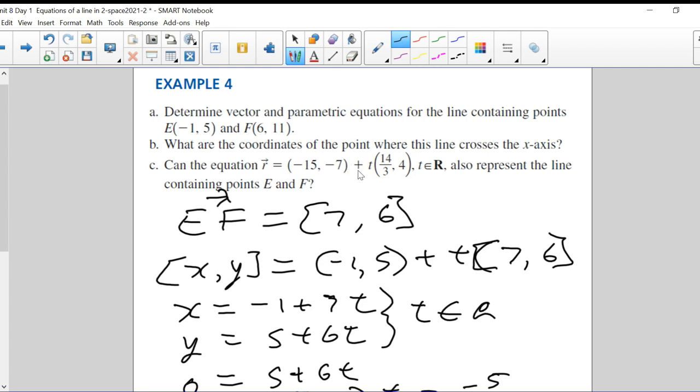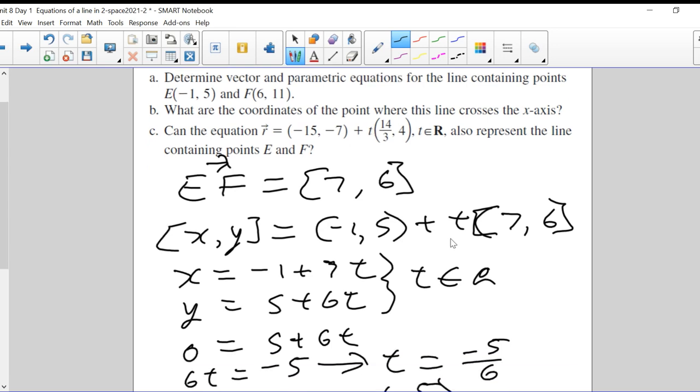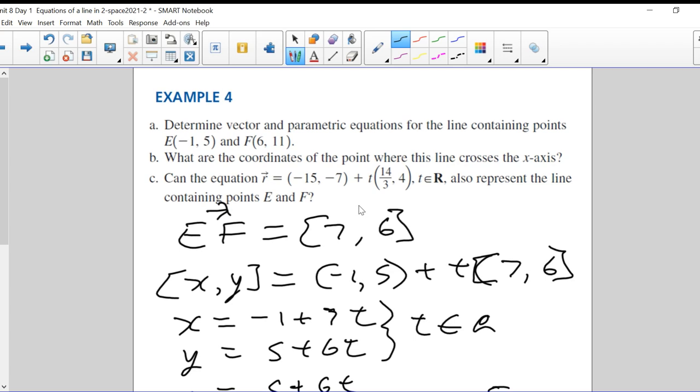Well, two things have to be true. They have to have the same slope or the same direction vector. There must be some relationship between the direction vector we have now, which is (7, 6), and this direction vector here, which is (14 over 3, 4). Is it possible for us to make these two things the same? Is there something I can multiply this by, which will give me this value of (7, 6) over here? That's really what we're asking, right? Can anybody think of any way that might happen?